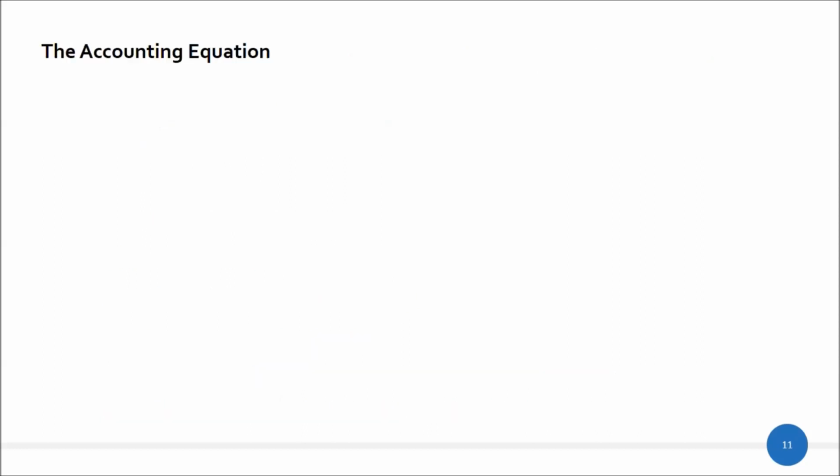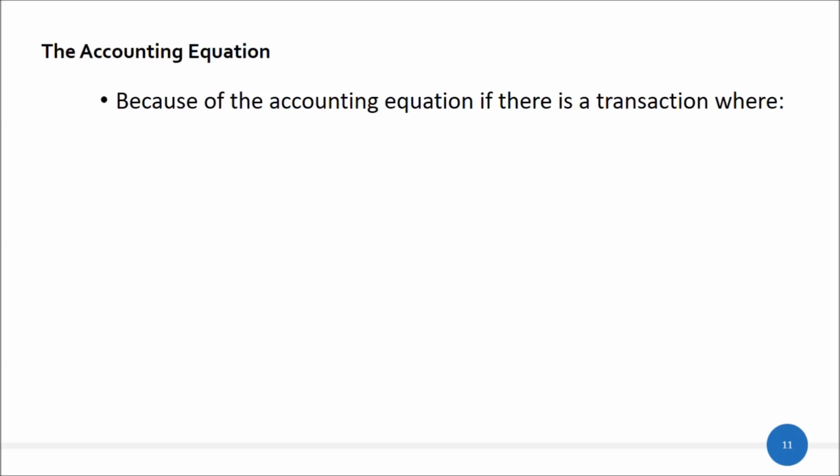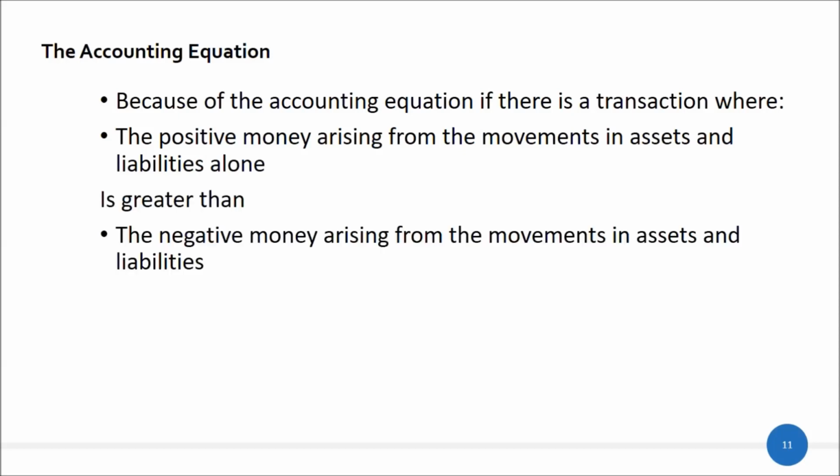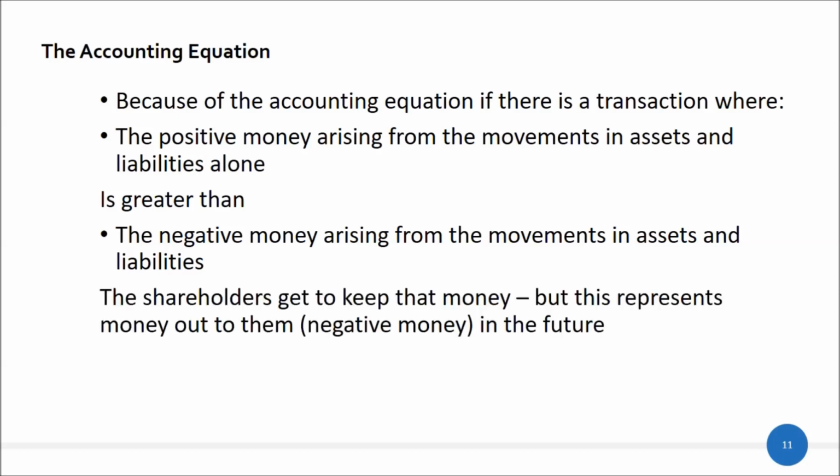Let me show you how this works. So let's say because of an accounting equation, there's a transaction. Right? This transaction happens where the positive money movement from an asset, so we've sold something and we've now got a debtor, is greater than the negative money movement. So we've got some kind of thing where our asset has gone up more than our liabilities on its own before we consider equity. Well, who gets the difference? Well, if it's greater than the negative money that's arrived from those movements in assets and liabilities, so let's say that our assets are greater than our liabilities in this transaction. Well, the shareholders get to keep that money.